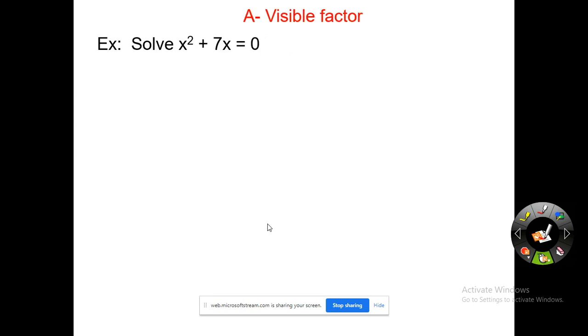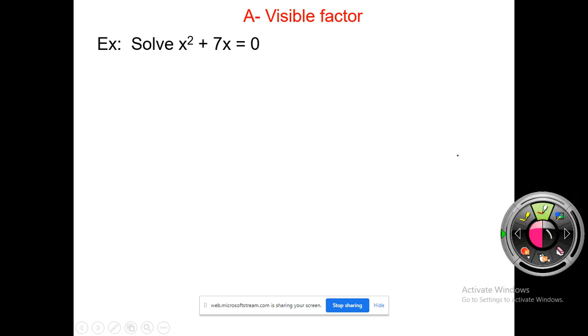Today we'll do A and B. A, visible factor. First, what do you need to do? You look at my equation here. You look at how many terms you have. I have one term, two terms. All the time, my terms are separated by plus or minus. So I have x squared plus 7x. Visible factor means, can I see something in common between those two? All the time I will ask myself this question. When I look at it, can I see something visible? Can I see something in common between those two? Yes, I can see it.